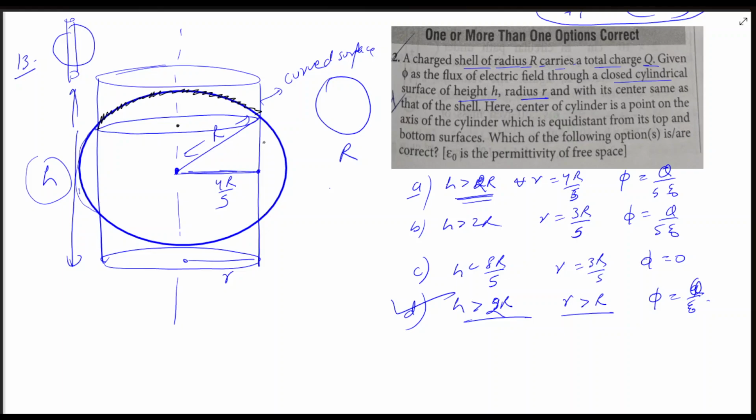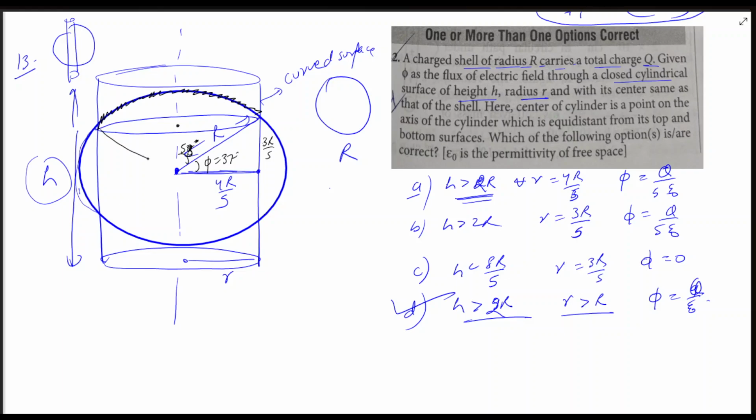So it will be 3R by 5. So this angle will be what? This angle will be tan inverse 3 by 5, so it will be 37 degrees. So if this is 37, the other will be 53 degrees, right? Simple.